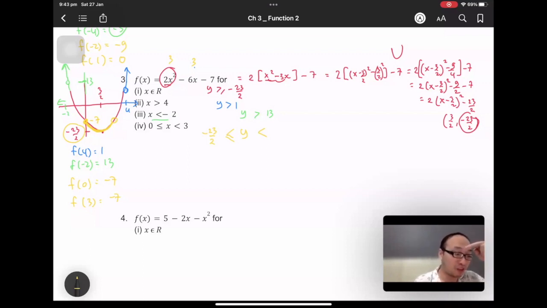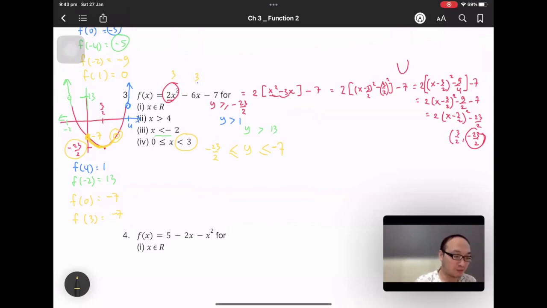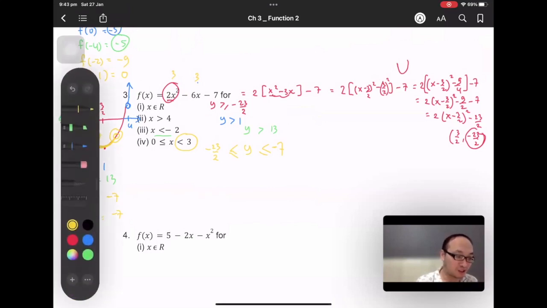We have two -7, inclusive and exclusive. So we take the inclusive because the -7 is there. So take the inclusive, yeah, even though the 3 here is exclusive. That's for number 3.